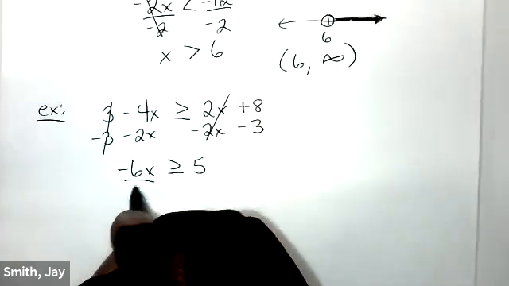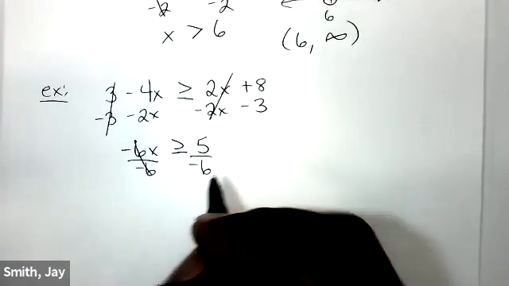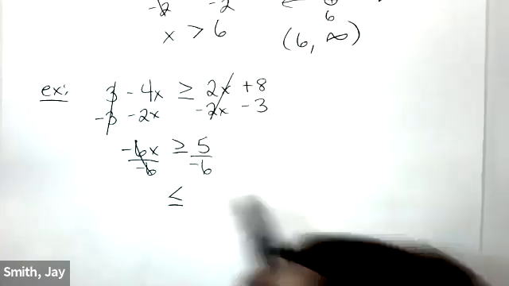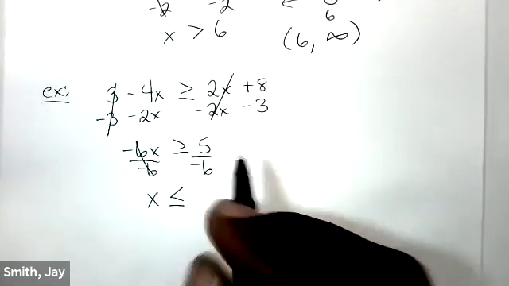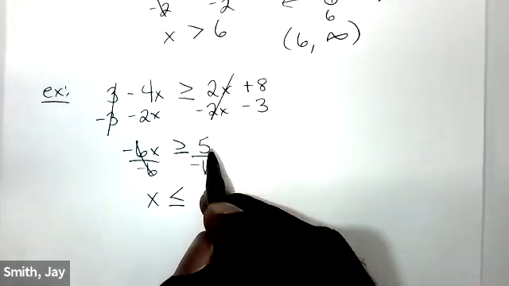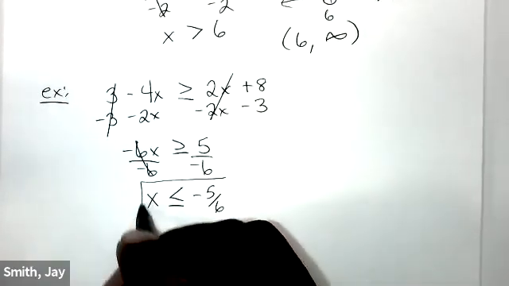Now we need to divide both sides by negative 6 to get the x by itself. Like we said before, if we divide by a negative, the inequality will flip. So what was greater than or equal to becomes less than or equal to. And x is less than or equal to positive 5 divided by negative 6, leaves me with negative 5/6.